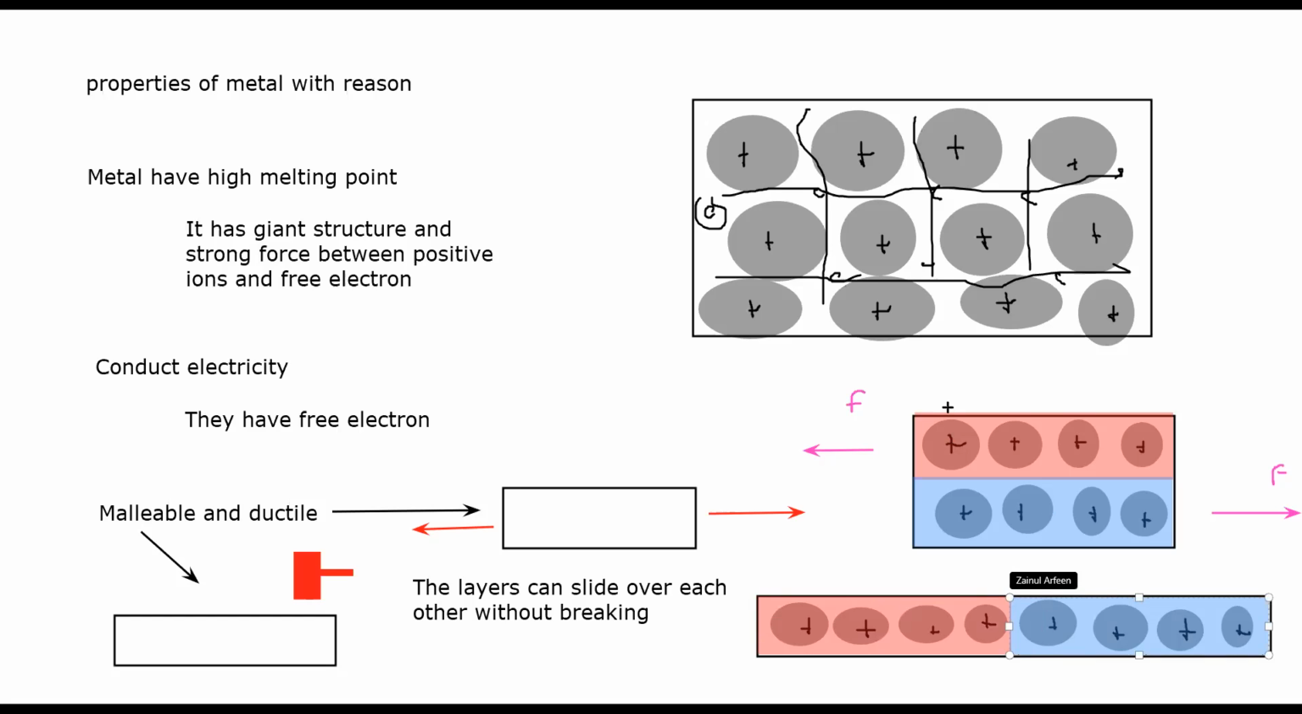So metals generally have a high melting point because they have a giant structure and strong force of attraction between the positive ion and free electron. Metals can conduct electricity because they have free electrons. And metals are malleable and ductile because they have a layer structure, so layers can slide over each other without breaking.